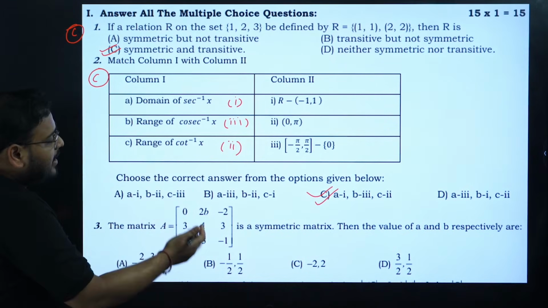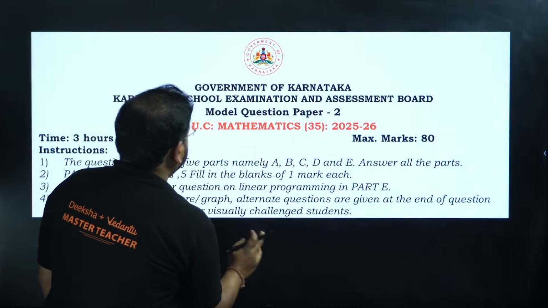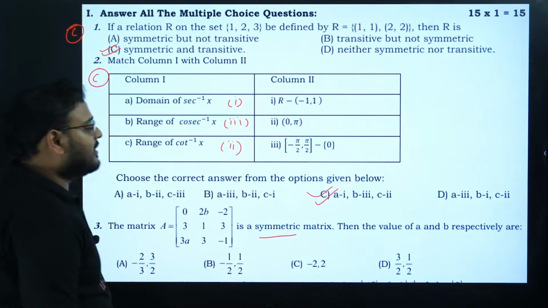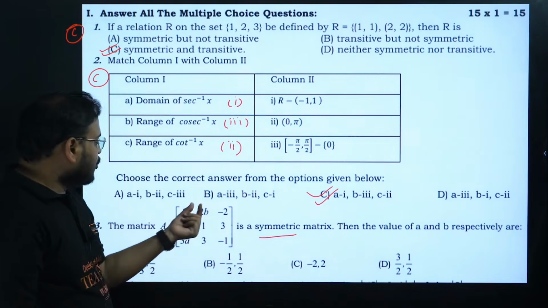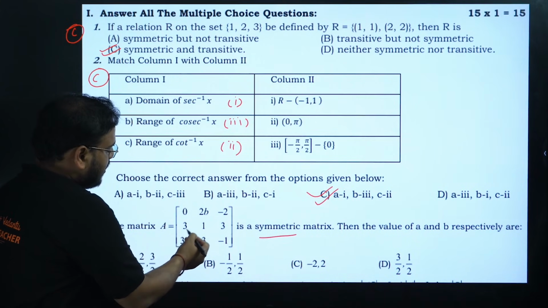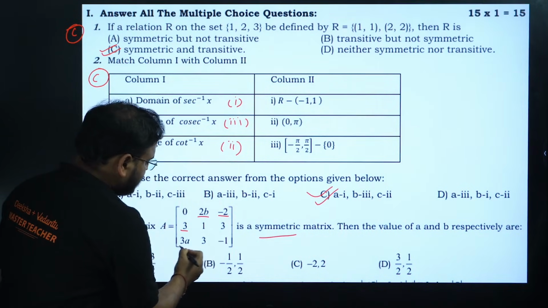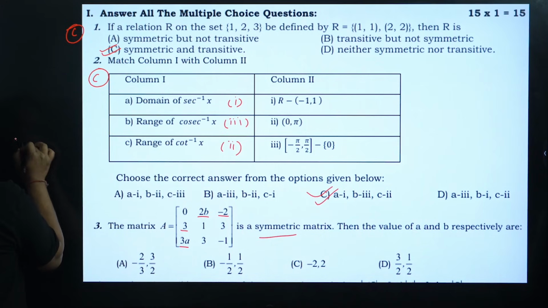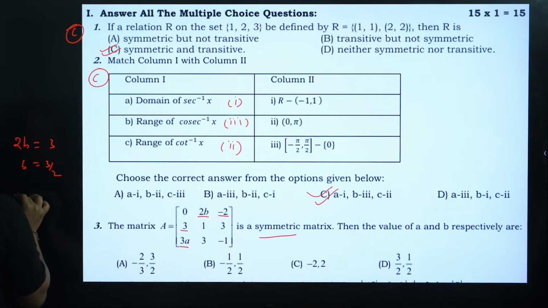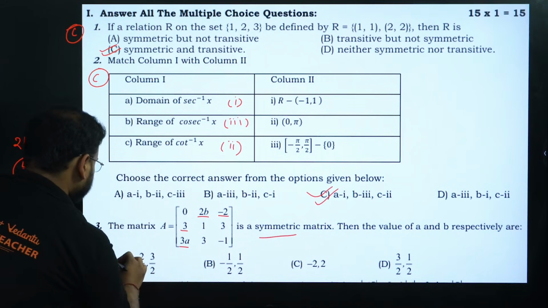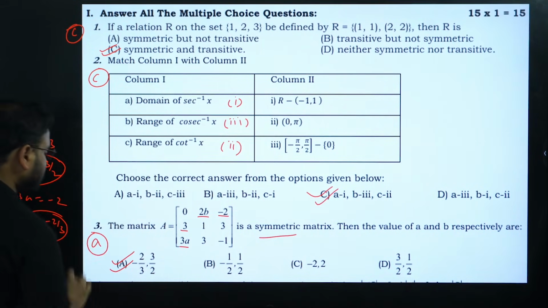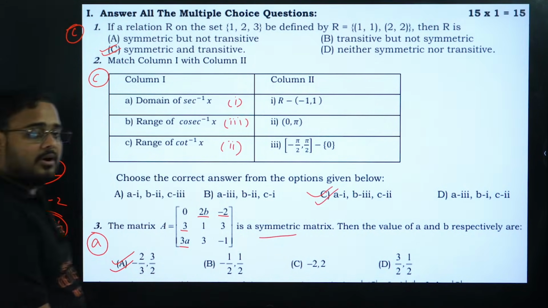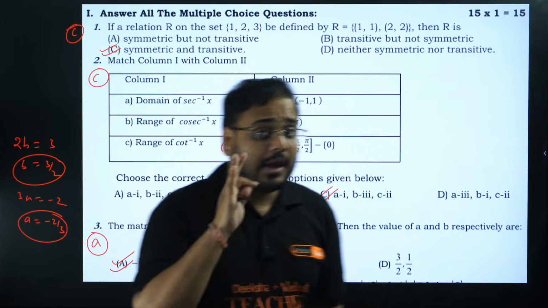Question number 3: matrix A is given as a symmetric matrix. Then the values of a and b respectively are what? Check here: if you compare the terms, 2b is 3, which means b is 3 by 2, and the other one, 3a is minus 2, which means a is minus 2 by 3. So a is minus 2 by 3 and b is 3 by 2. The answer is option A. So C, C and A is the result for the first 3 MCQs.